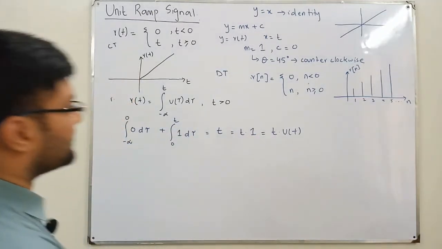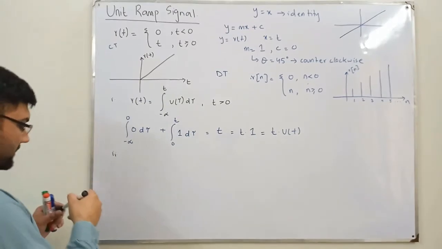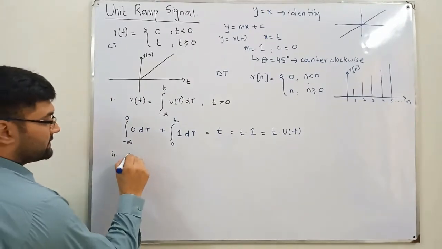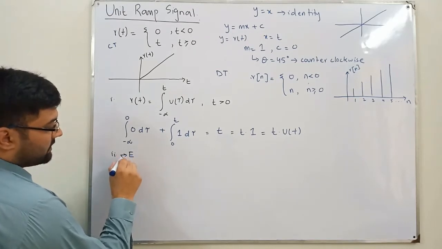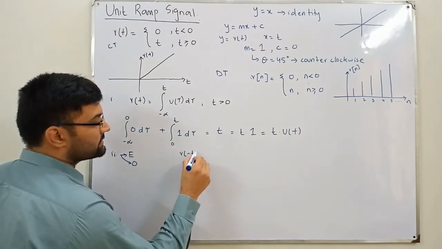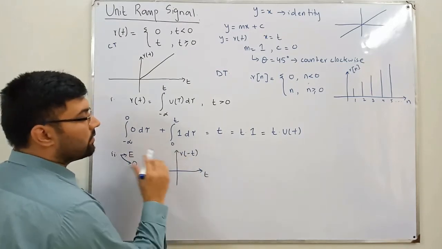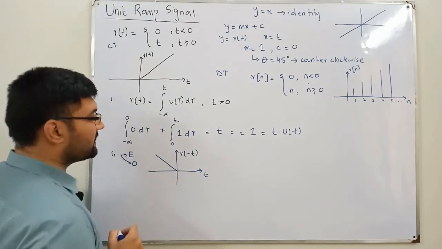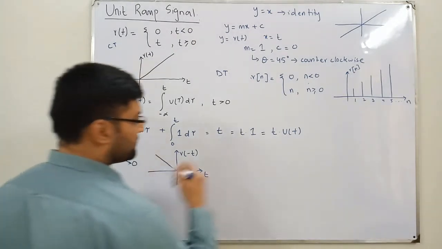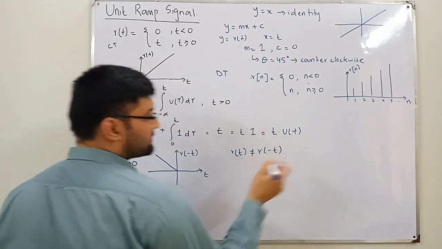Secondly, we check if this ramp signal is an odd signal or an even signal. So first, you flip the signal around the y-axis to check R of minus t. We check if this is even or odd. So R of minus t means you flip the signal around the y axis. This is the signal. So have a look, R of t is not equal to R of minus t, which means this is not an even signal.